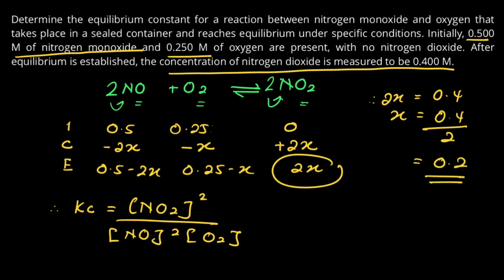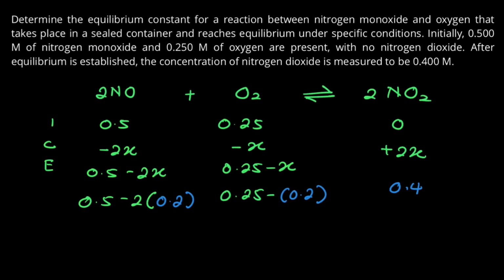What we can do now is substitute all the x's with 0.2. After the substitution, we will get NO equivalent to 0.1, this one will be 0.05, and this one will be 0.4. So now we can use all these values to find the value of your Kc.